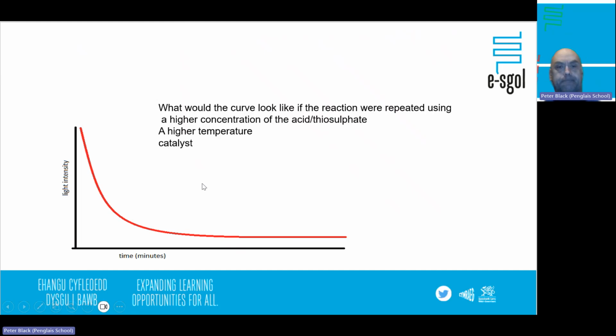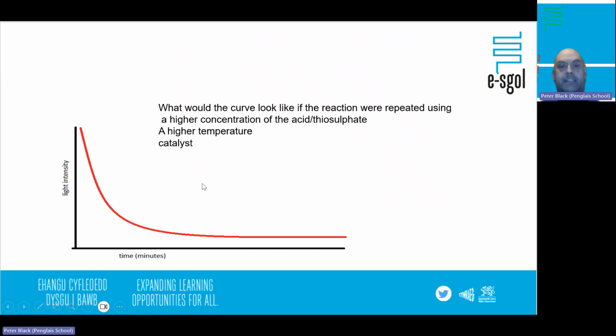We can see here there's a big change in the light intensity, so the sulfur precipitate's forming quickly, but it's forming less quickly as we go here. It's becoming less steep. And at this point, we can see no more sulfur precipitate forming, so our light intensity stays the same.